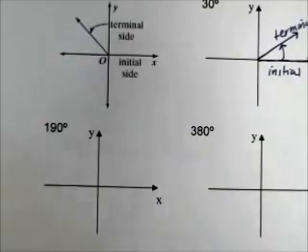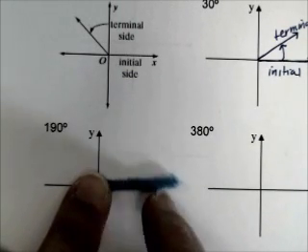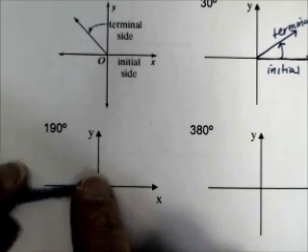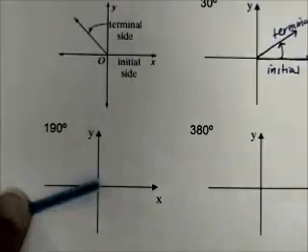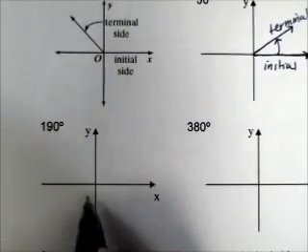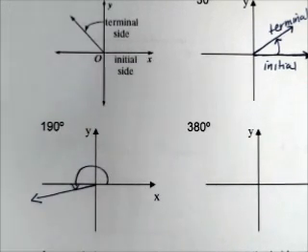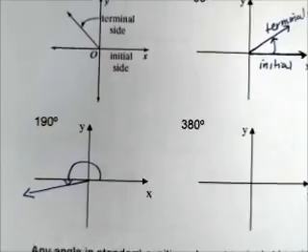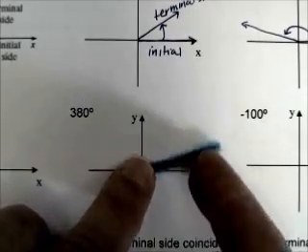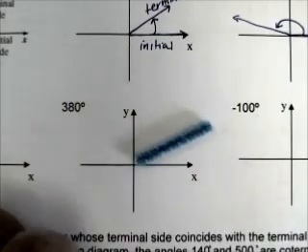Next, 190 degrees. Always starting with the positive portion of the x-axis as your initial side, rotating 180, and then a little more, 190. So this would be the representation of that angle. Draw the terminal side, and then indicate your direction. 380 degrees. So I'm going 360 plus how much more? 360 plus 20 more.